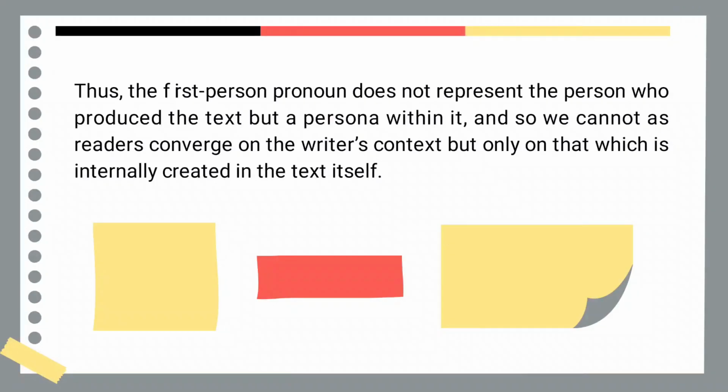Thus, the first person pronoun does not represent the person who produced the text, but a persona within it. And so we cannot, as readers, converge on the writer's context, but only on that which is internally created in the text itself. So, the writer of a literary text is not necessarily the same as the person present in the text. The person inside the text is a persona within the text only and not the writer.